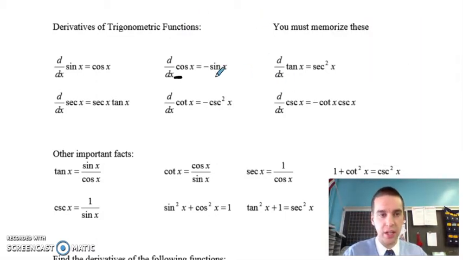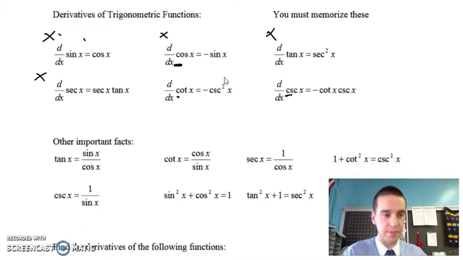Tangent is secant squared x. Secant is secant tan x. These are the 4 that you really need to know. This is going to help you on the AP test or any calculus test. These 2, not so much for my class. Cotangent is negative cosecant squared x, and cosecant is negative cosecant x cotangent x. One of the things to remember here is the C. Both start with the C, so they change the sign.